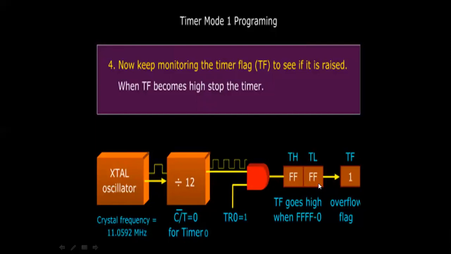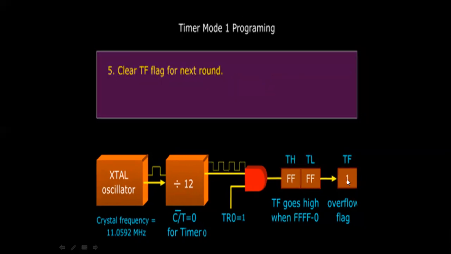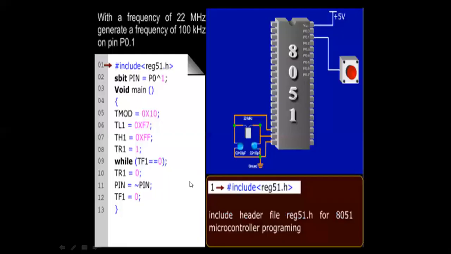Now this is the situation when a rollover happens. You can observe in TH and TL, both are having the value FF. So the end value has been reached. Hence the TF flag is being set. Now clear the TF flag for the next round. If you want to repeat, clear the TF flag and reload the TH and TL registers with initial values.